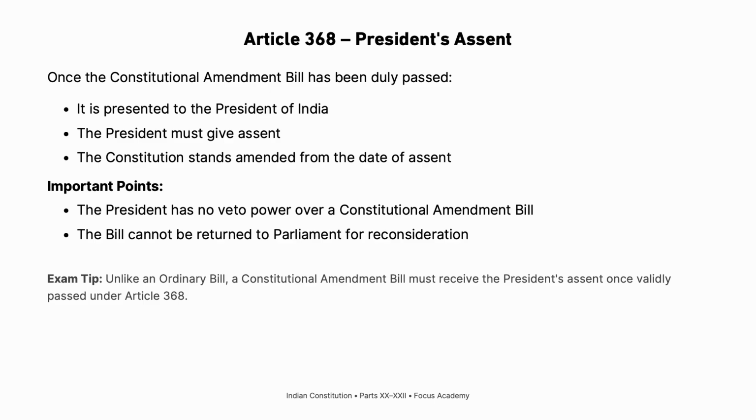Now, important points. The President has no veto power over a constitutional amendment bill, which means he cannot withhold the bill. He can withhold the bill in other cases, but in the case of a constitutional amendment bill, he is obligated to pass it. The bill cannot be returned to the Parliament for reconsideration. So, in other words, the President has no power and he must give his assent. That's the only choice he has when it comes to amending the Indian Constitution.